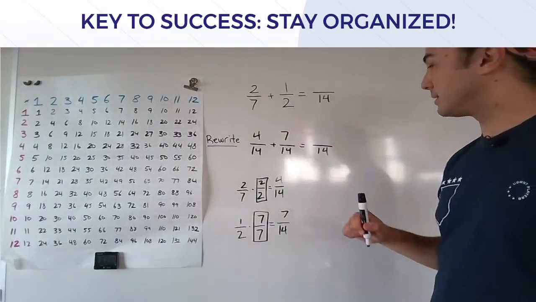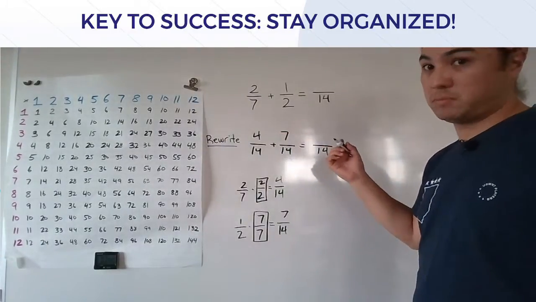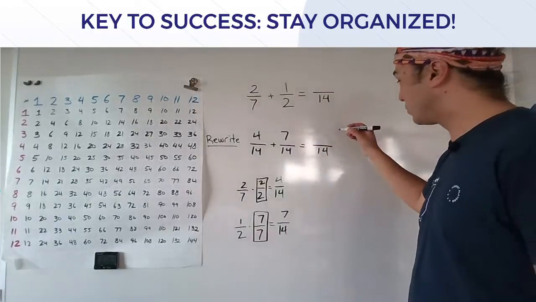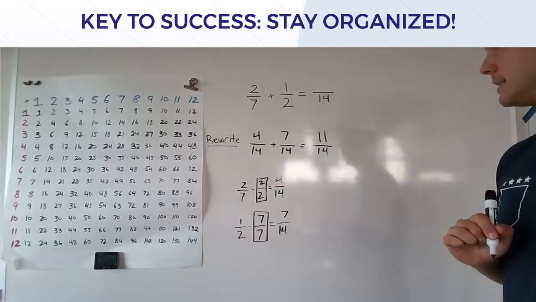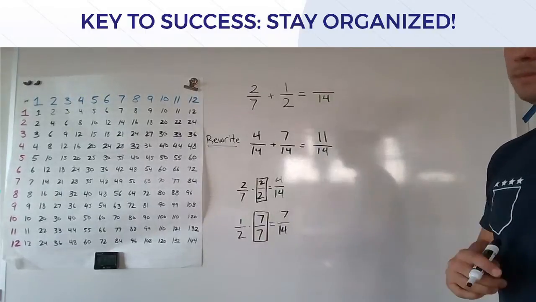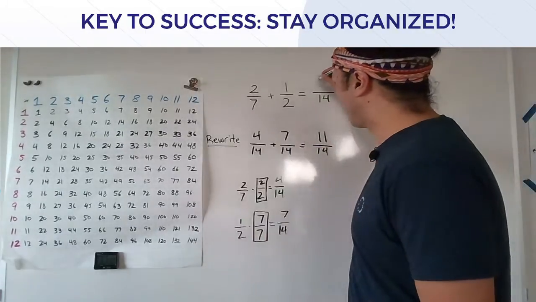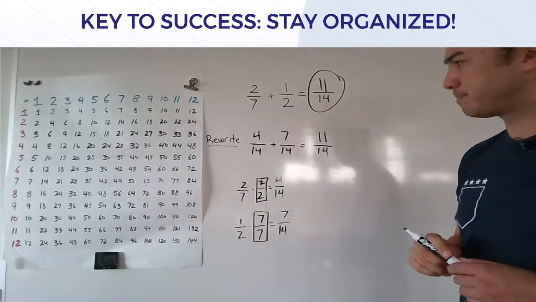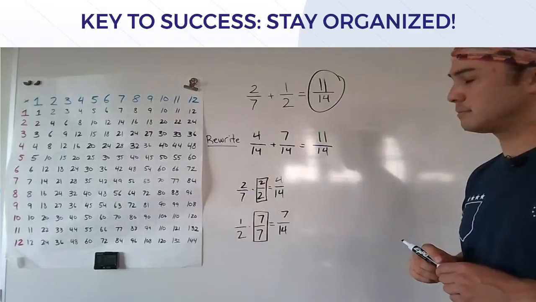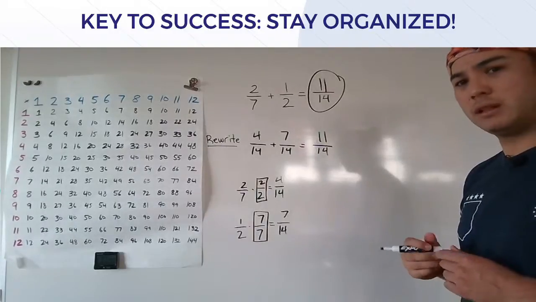These are equivalent. And so then these should be equivalent. 4 plus 7, or 3 plus 7 plus 1, 11. And 11/14, I can't reduce that. So our final answer is going to be 11/14. Making a little bit more sense?